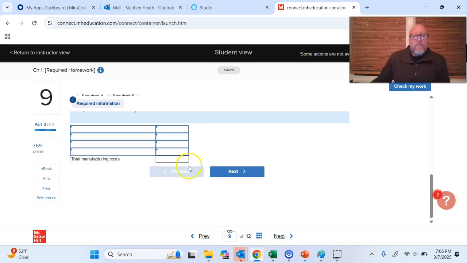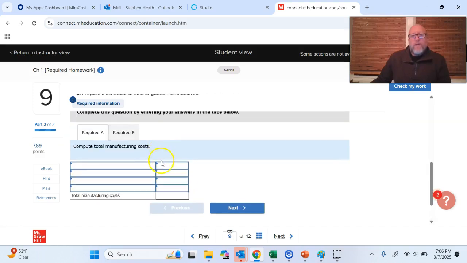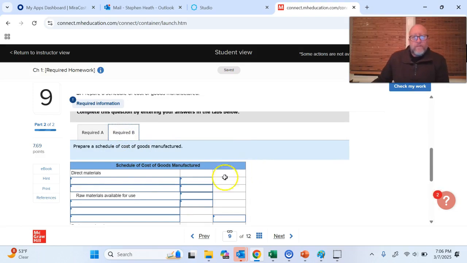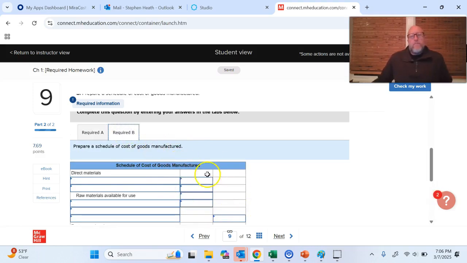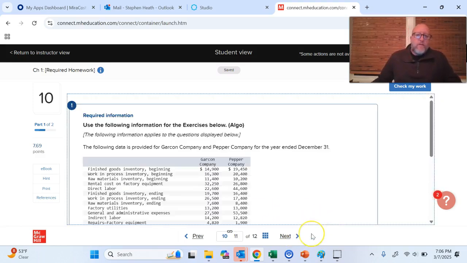Cost of goods manufactured. This is a more intensive question. Okay, schedule of cost of goods manufactured, compute total manufacturing costs. Manufacturing costs are the costs that we incurred this period. And then cost of goods manufactured, that's going to be a reconciliation of work in process. And I believe I've already gone through that. You can rewind this lecture and go back to some of the first questions where we walk through in more detail the reconciliation of cost of goods manufactured.